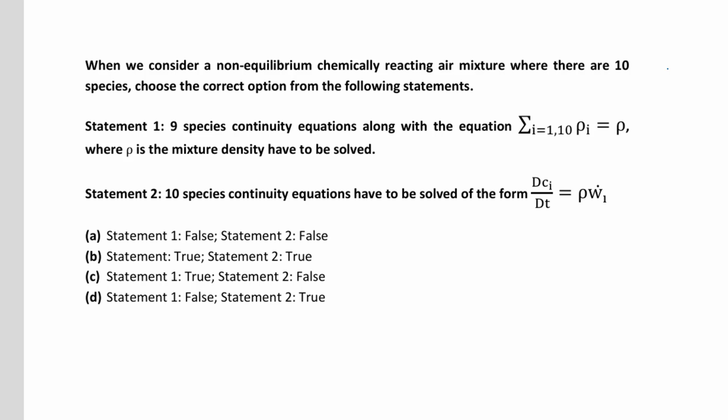When we consider a non-equilibrium chemical reacting air mixture where there are 10 species, choose the correct option for the following statements. Statement 1: 9 species continuity equations along with the equation sigma i equal to 1 to 10, rho i equal to rho, where rho is the mixture density, have to be solved. Statement 2: 10 species continuity equations have to be solved of the form dci upon dt equal to rho wi dot. Option A, statement 1 false, statement 2 false. Option B, statement 1 true, statement 2 true. Option C, statement 1 true, statement 2 false. Option D, statement 1 false, statement 2 true.